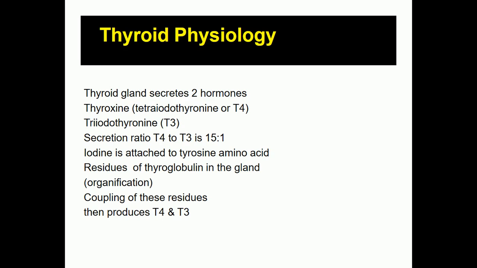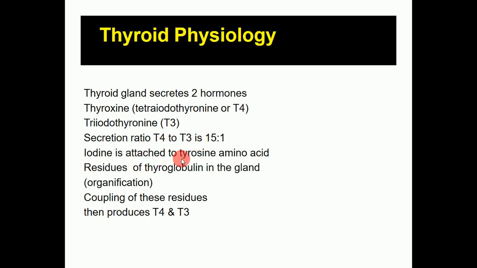So in thyroid physiology, first of all, the thyroid gland is the gland which is situated at the base of the neck, and it is responsible for secreting different types of hormone that are called thyroxines. Thyroxine is further divided into two, T4 and T3. T4 is called tetraiodothyronine and the second one is triiodothyronine. The secretion ratio of T4 to T3 is almost 15:1.